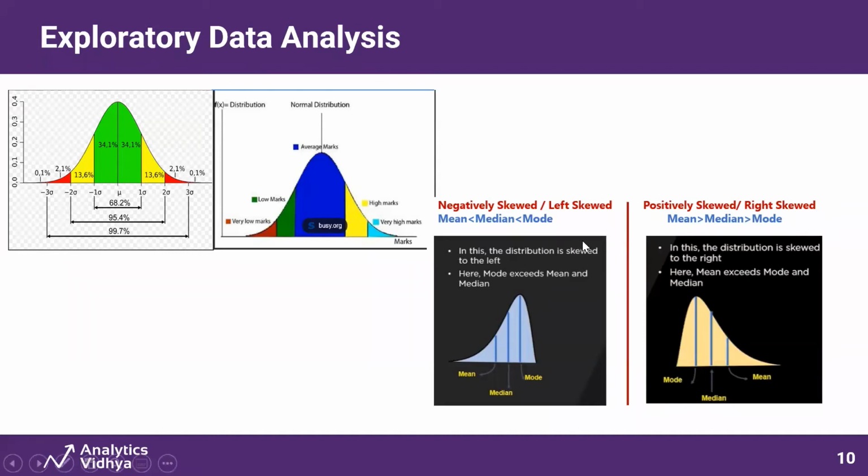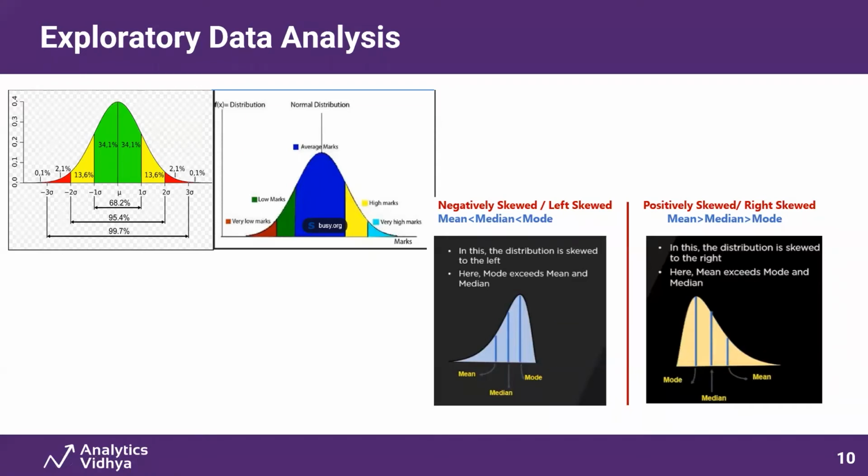So what is meant by left skewed? Left skewed means when the left side tail is bigger, longer, it can be referred to as left skewed data. And when the right side tail is longer, as you can see in the figure, it is self-explanatory, it is called right skewed data. That means the distribution is not symmetric along the mean.